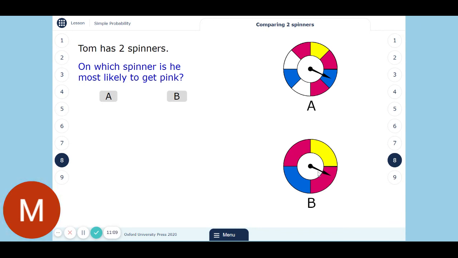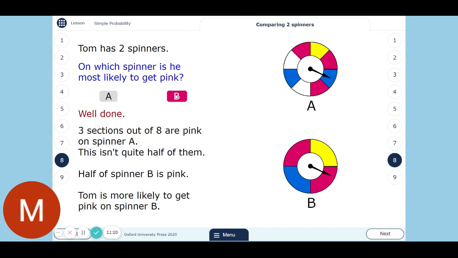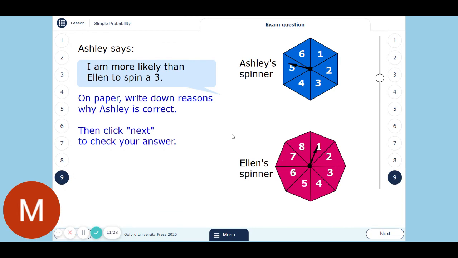2 out of 4 is a half. 3 out of 8 is less than a half. So 2 out of 4 is more likely than 3 out of 8. Okay, so last page on this.